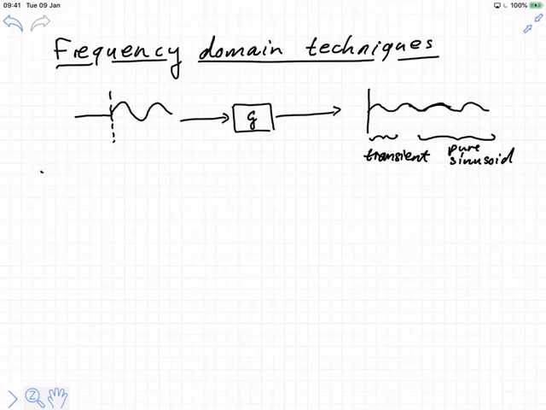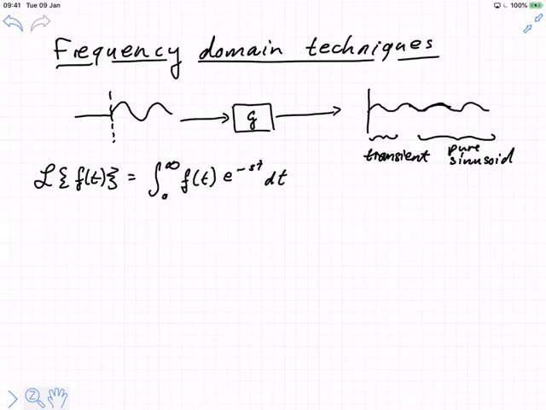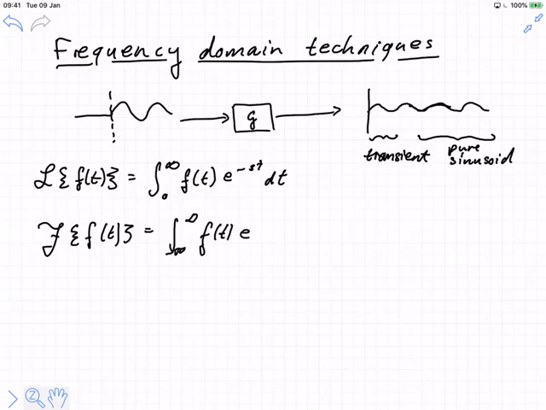So remember, we had the Laplace transform of f of t, which was defined this way. Right? And effectively what we're going to do is we're going to say a way of calculating the Fourier transform is the same integral. Actually, the Fourier transform is usually bilateral. So it's the integral of f of t e to the minus i omega t dt.